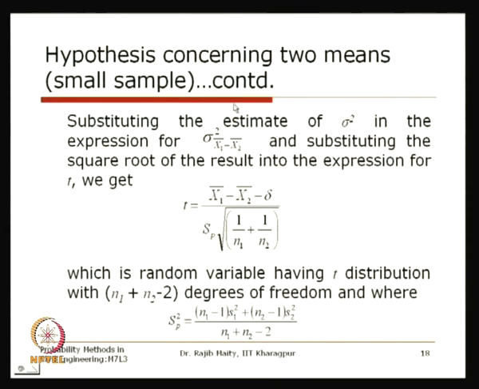If we substitute the estimate of sigma square in the expression of this variance, then we get that t equals x1 bar minus x2 bar minus delta, divided by SP multiplied by the square root of 1 by n1 plus 1 by n2, which is a random variable having a t distribution with n1 plus n2 minus 2 degrees of freedom. And this SP can be obtained as SP square equals n1 minus 1 into s1 square plus n2 minus 1 into s2 square, divided by n1 plus n2 minus 2.